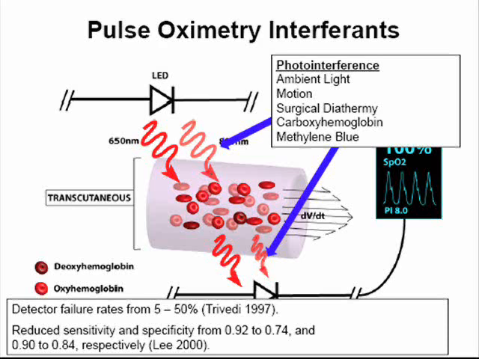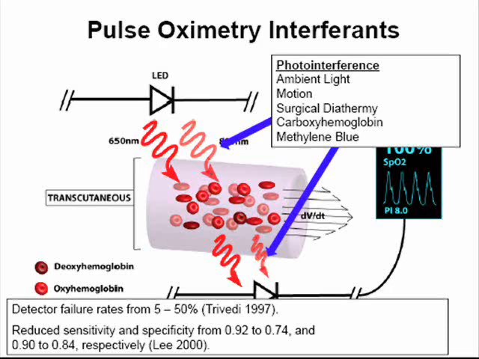Turns out that detection failure rates range from 5 to 50% for pulse oximeters. Values that fall below 85% oxygen saturation become more and more inaccurate, as shown in other studies.